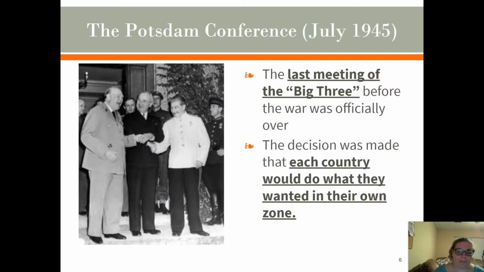And then the Potsdam Conference happens in July of the same year. So this is a couple months later. This is the last big three meeting before the war was officially over, and this is the final split between the Soviet Union and America, because Stalin shows up at this meeting and he basically tells Truman that yeah, I'm not going to hold free democratic elections. No. And all the countries I control, they're going to be communist. I'm going to add them to the Soviet Union. And they fight over that, but you can't really force him to do anything. So the decision was made at the Potsdam Conference that each country would do what they wanted to in their own zone.